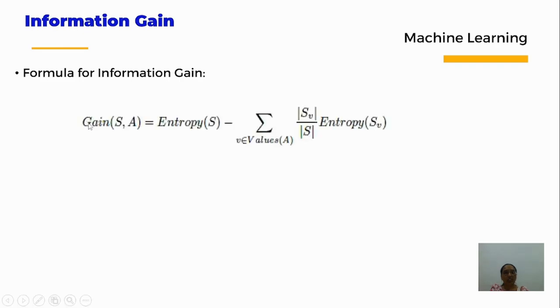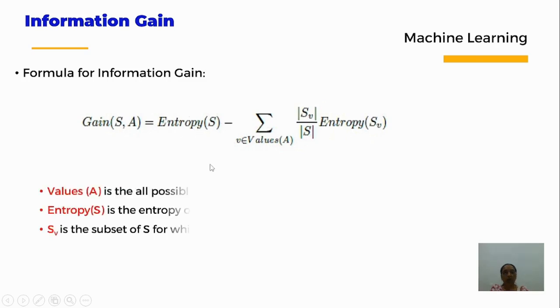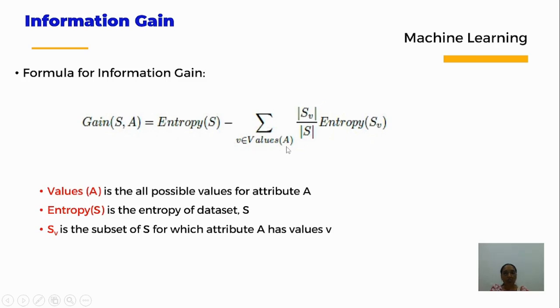Now let us see the formula of the information gain. Gain of S of A is equal to entropy of S minus summation of V belongs to values of A, S of V divided by S, times entropy of S of V. Here, entropy of S is nothing but the entropy of the root node. Values of A are all the possible values for the attribute A, and S of V is the subset of S for which attribute A has value V.